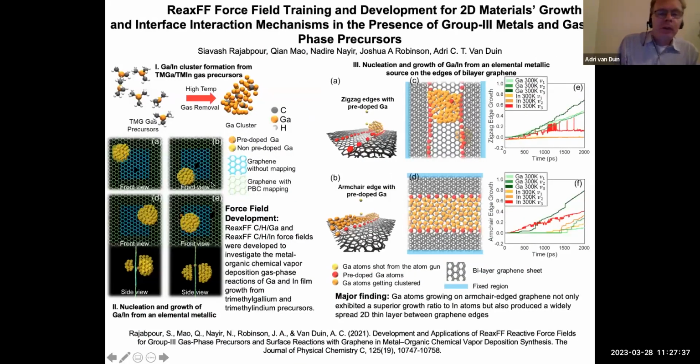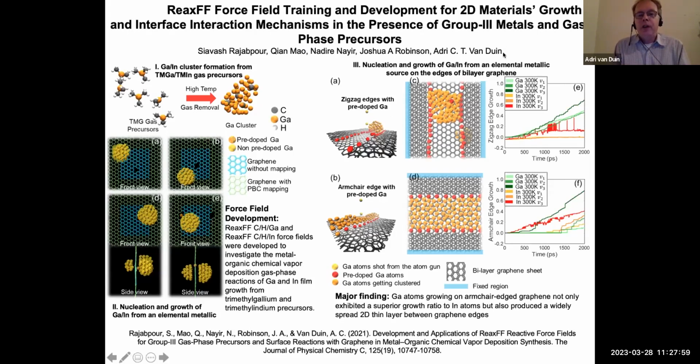Other materials that we've been working on recently, we've gotten very involved with Josh Robinson's group at Penn State, who tries to synthesize 2D metals based on gallium. And so with reactive-FF, these are typically grown on graphite or silicon carbide support, and we could establish how the graphite edge structure can guide the growth.